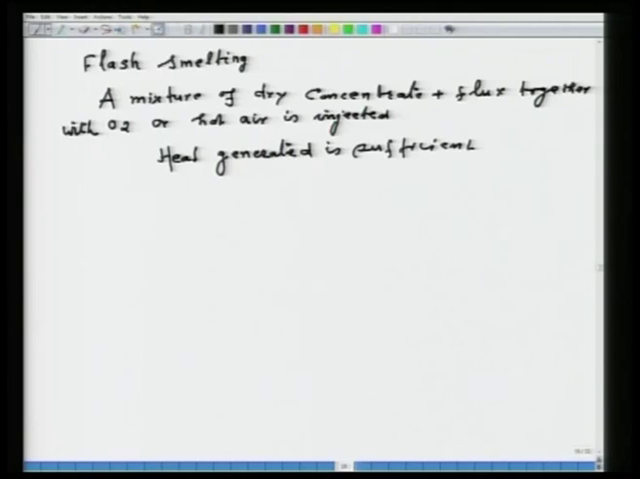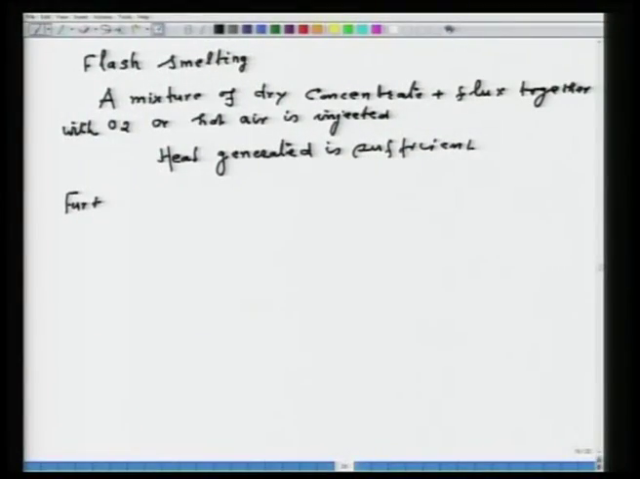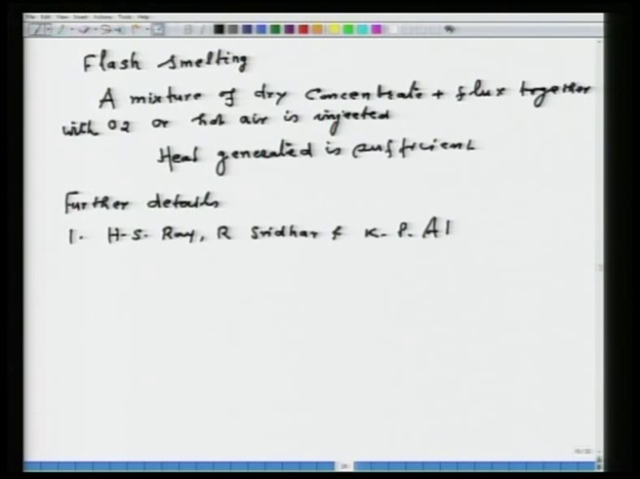Now, this flash smelting could be so called autogenous in nature also, where you may not be requiring any heat from the outside. So, this is the brief idea of what smelting is, and I hope with this brief introduction on smelting or on the melt smelting, we are able to solve the problems concerning material and heat balance in melt smelting. So, I will suggest that for further details, you may consult the references, for example, H.S. Ray, R. Sridhar and K.P. Ibrahim, Extraction of Non-Ferrous Metals.